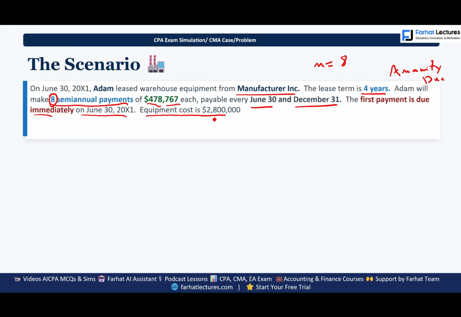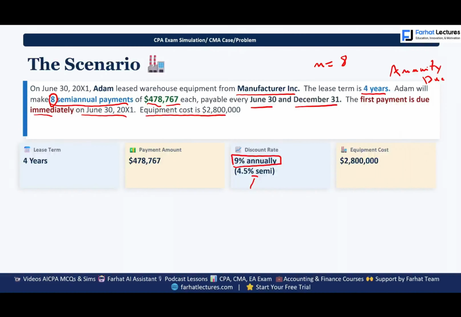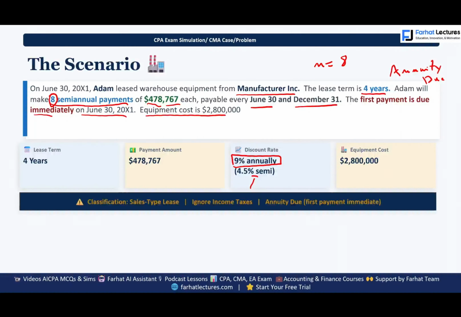The equipment cost is $2.8 million to the company that's leasing the equipment, manufacturer Inc. Now the lease term is 4 years. This is the payment. The discount rate is 9% annually. When you go to the table, you would use 4.5% because it's semi-annual, and the equipment cost is $2.8 million. So for this transaction, we are going to classify it as a sales type lease. Now, why is it not an operating lease? It's just a sales type lease. We could move on. You need to know the difference between sales type lease and operating lease.